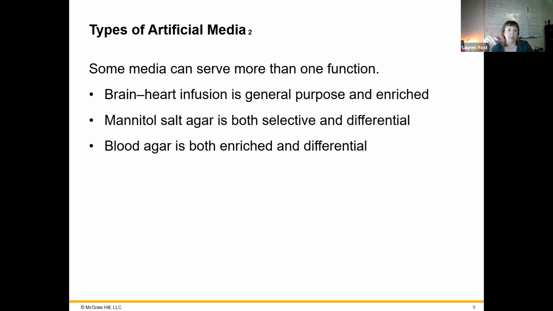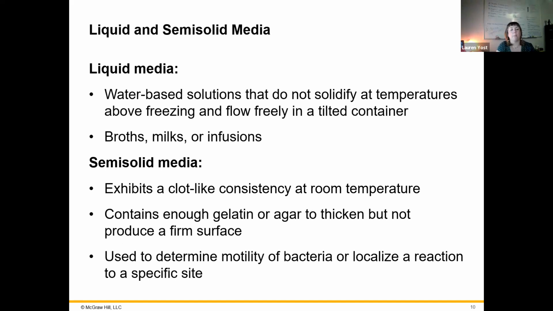A lot of these can serve more than one purpose, whether they can be both selective and differential, both enriched and differential, that sort of stuff. I feel like you guys kind of get an idea of liquid media, right? So this is going to exist as a liquid, typically broths or milks.